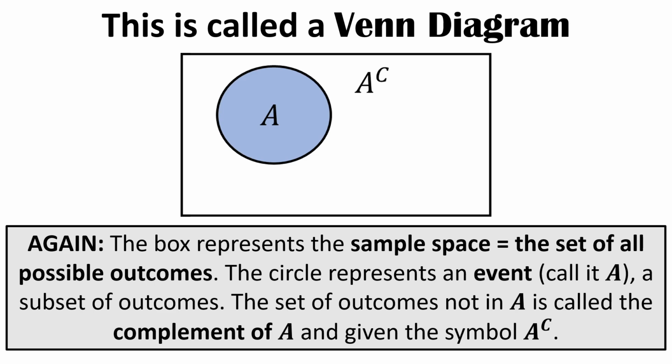The circle represents an event. We can call it A, we can call it B, we just call it something. So here we're calling it A. It represents a subset of outcomes. The set of outcomes not in A is called A complement, and we give it the symbol A with a letter C in the exponent, the C representing complement. So if you take all the events A plus all the events A complement, you get the whole sample space. In other words, it's a partitioning of the sample space into the event of interest and then into everything else. So that is the theory of a Venn diagram.